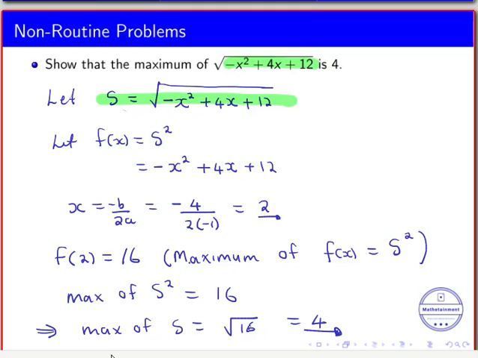But the trick that we used, we worked with s squared instead of s as it is, because we were avoiding working with the square root. Okay, so this is how we find a maximum for various kinds of expressions or equations.